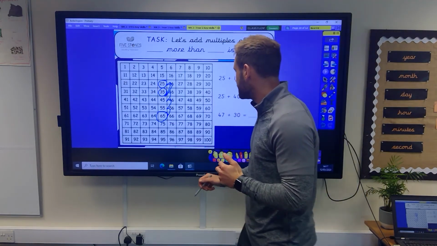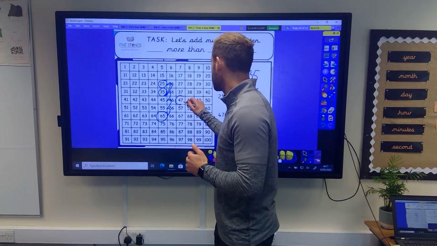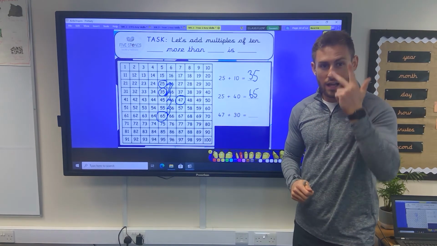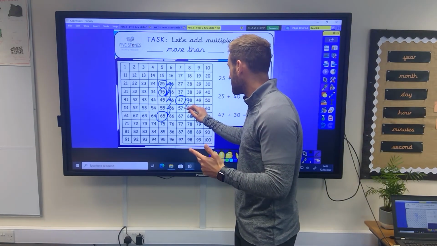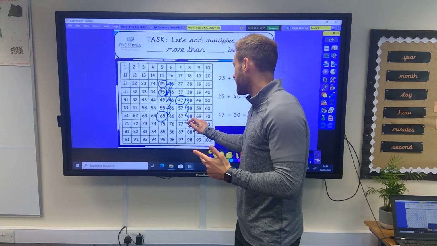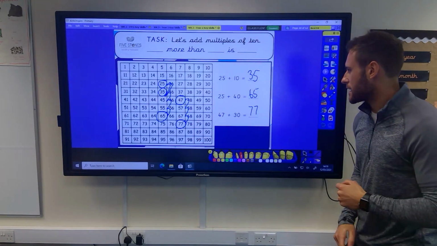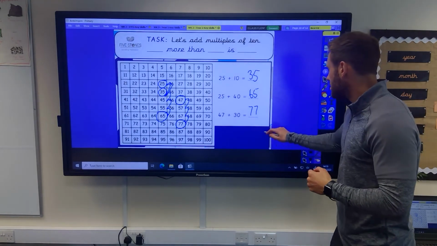Now we've got a new number, 47. Found it, adding 30. How many tens are in 30? 3 tens, let's add those tens on. 57, 67, 77. Fantastic. Now, our problem's going to look a little bit different.